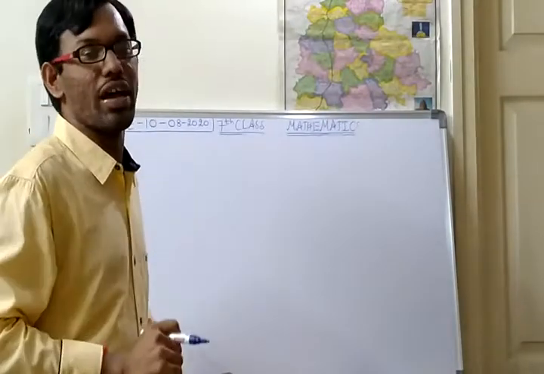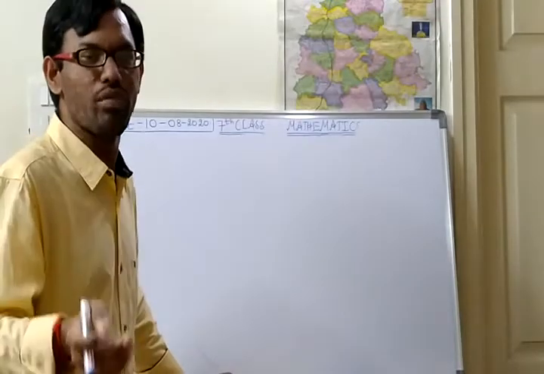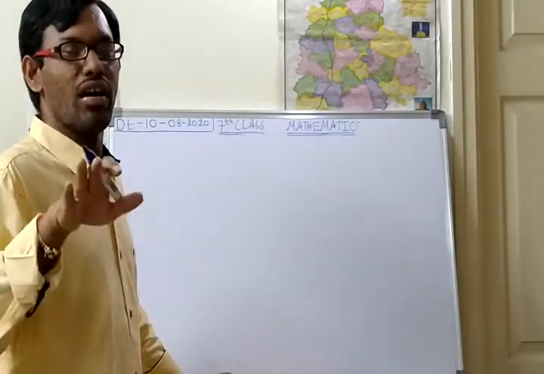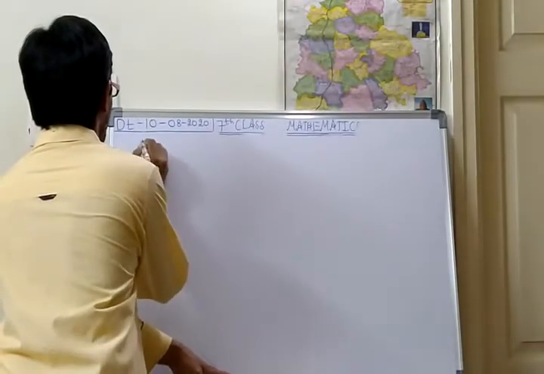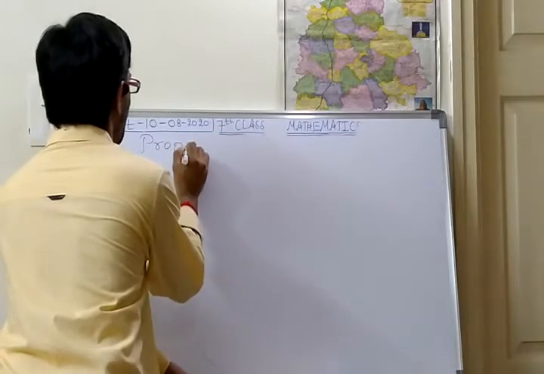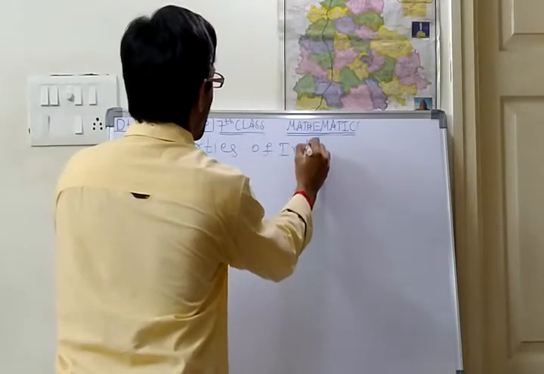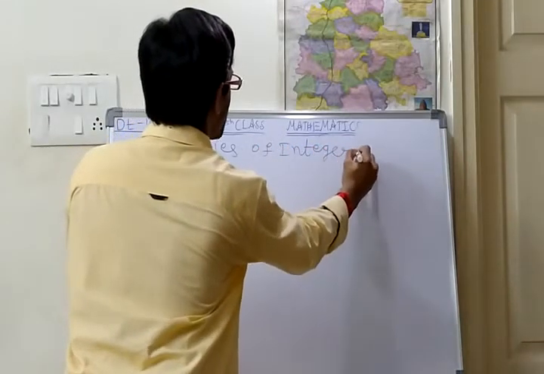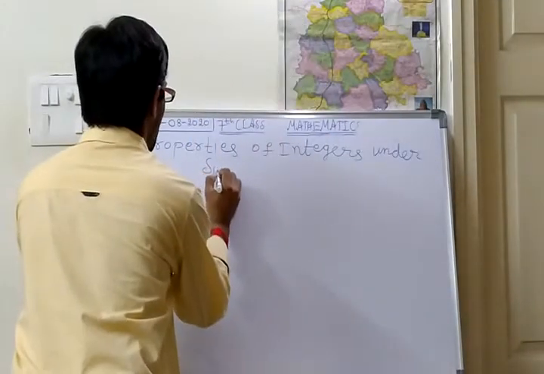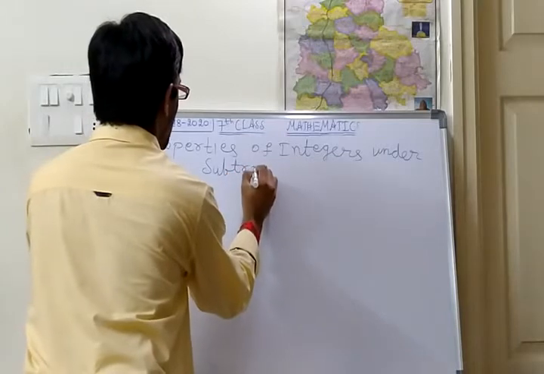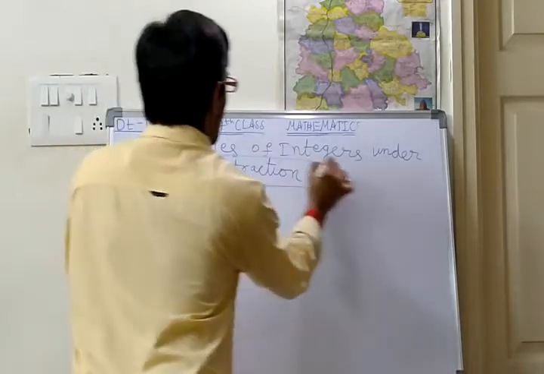For subtraction also, some properties are satisfied. Okay, so what are they? We shall see. So what is our topic? Properties of integers under subtraction. Okay, we shall see what the properties are.